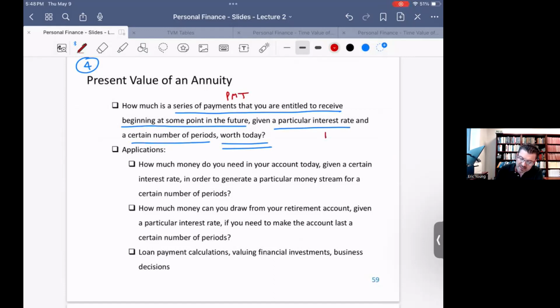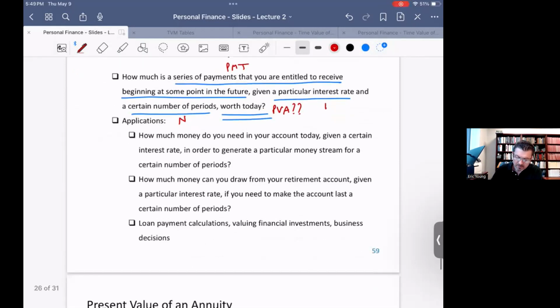The interest rate is the I. The number of periods is the N. What it's worth today is the present value of the annuity, and that's what we're solving for. There's a lot of applications. This is really the most powerful one. The applications are not obvious right away, but once you start thinking about this and practicing, it becomes super powerful. This is probably the most powerful one in your toolkit.